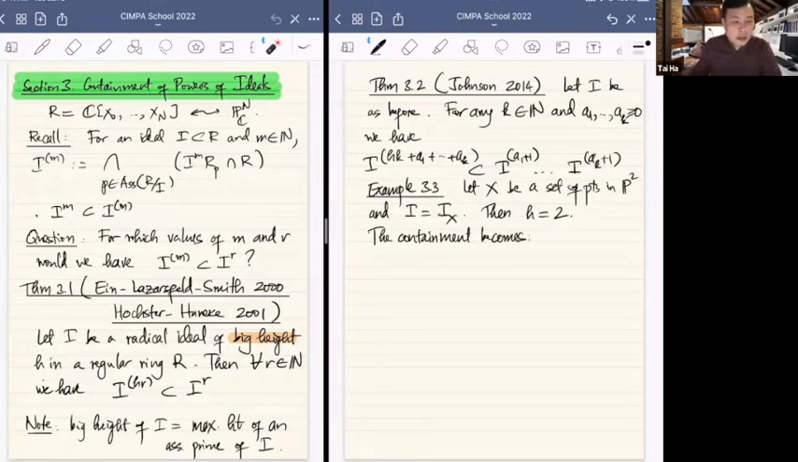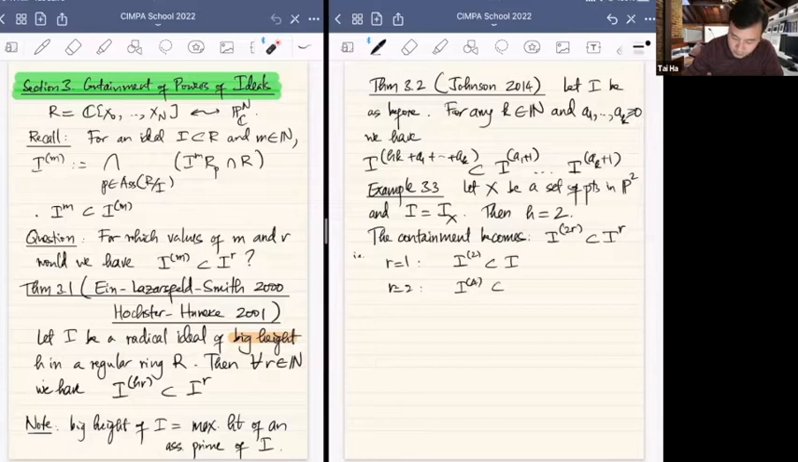so let's look at specific values of r. I'm looking at these containments: the symbolic 2r power of I contained in I to the r. So particularly, if r is 1, you have the symbolic I squared contained in I. If r is 2, you get the symbolic I to the 4th contained in I squared. And if r is 3, you get the symbolic I to the 6th power contained in I to the 3rd, etc.